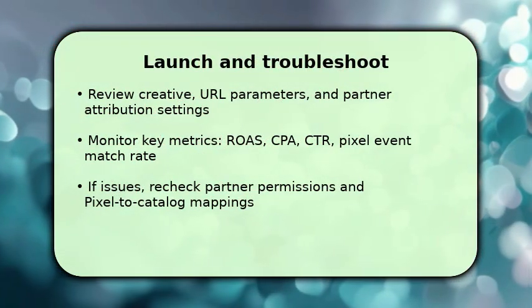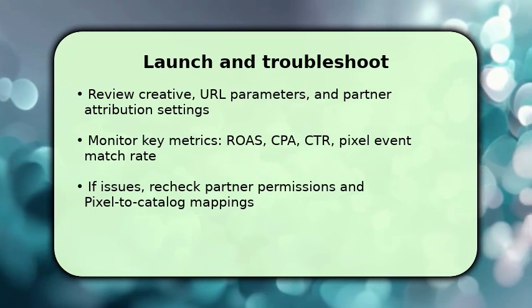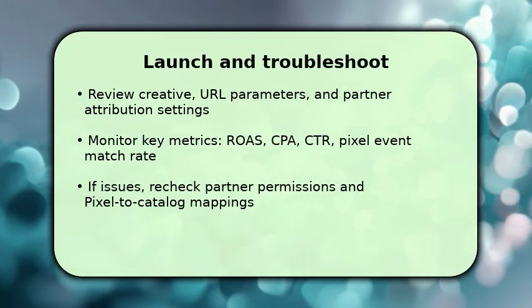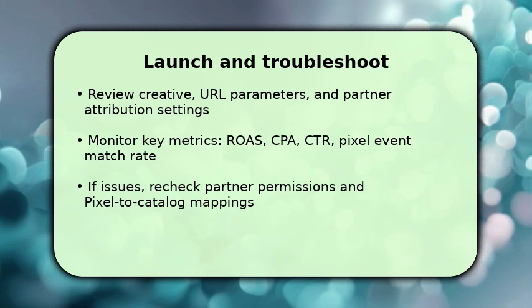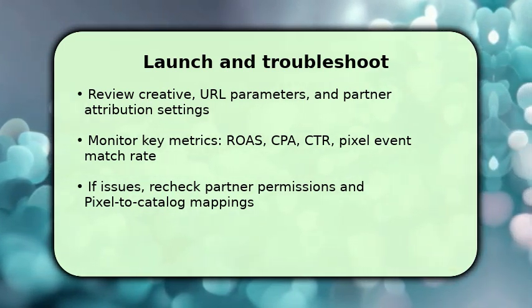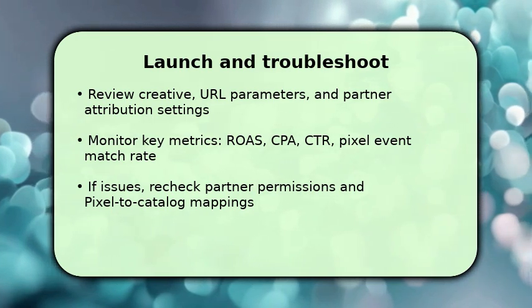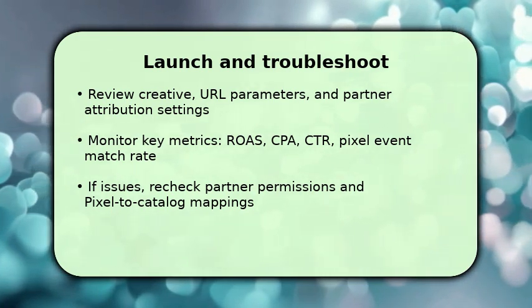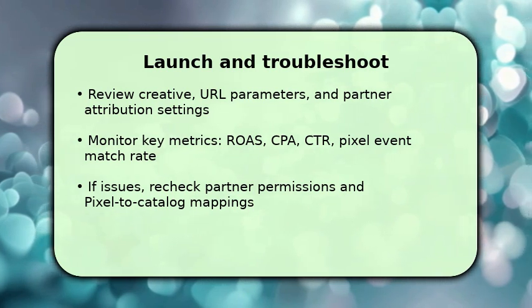Finally, review creatives, UTM parameters, and partner attribution settings before you launch. Precise URLs and tracking ensure correct crediting. Launch, then monitor ROAS, CPA, CTR, and pixel event match rate closely. Make daily adjustments to bids, audience exclusions, and product priorities.